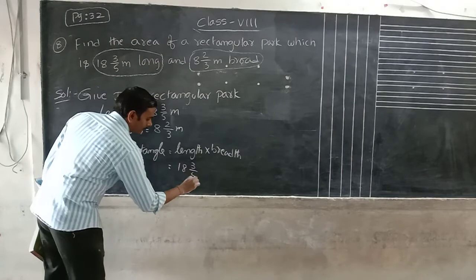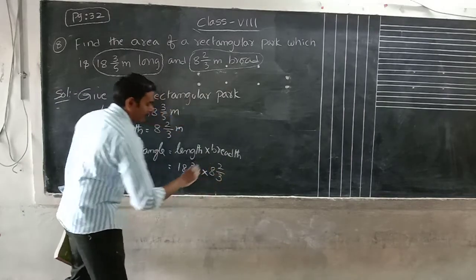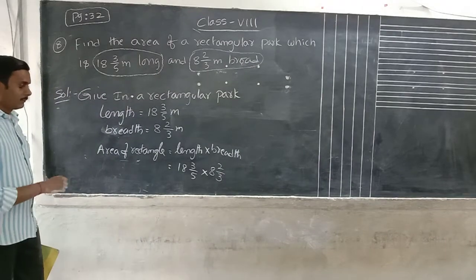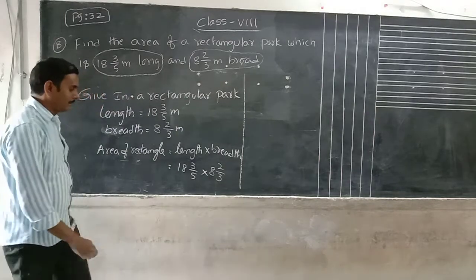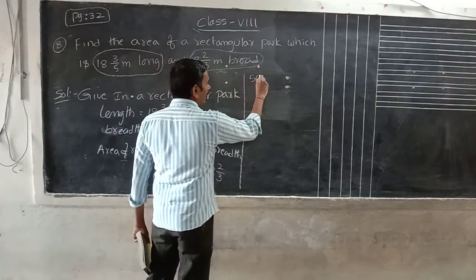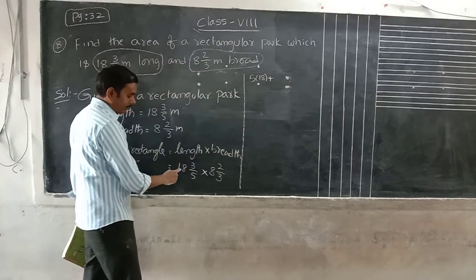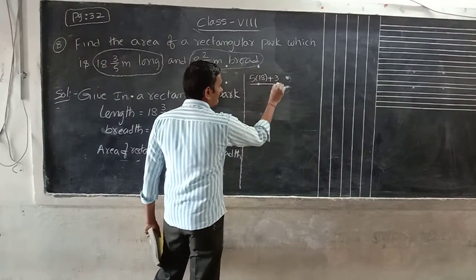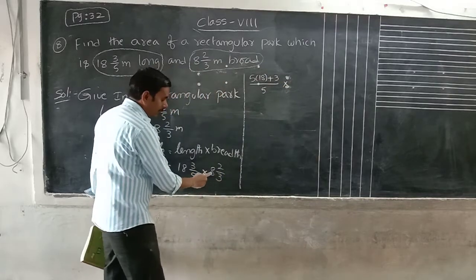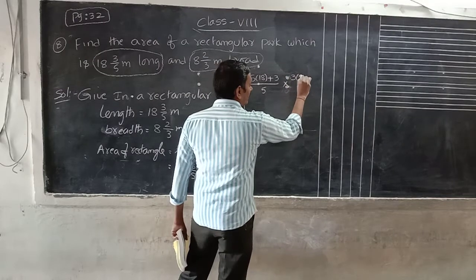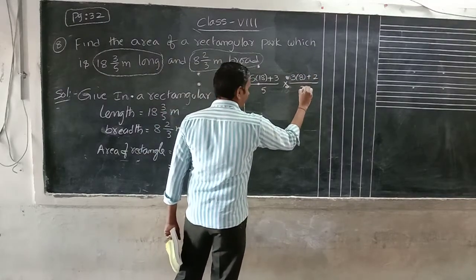18 3 by 5 multiply 8 2 by 3. 8 2 by 3. We have to convert it to an improper fraction. Okay, improper, how can we convert? 5 into 18 plus 3 by 5, multiply. For this also convert it to improper. 3 into 8 plus 2 by 3.